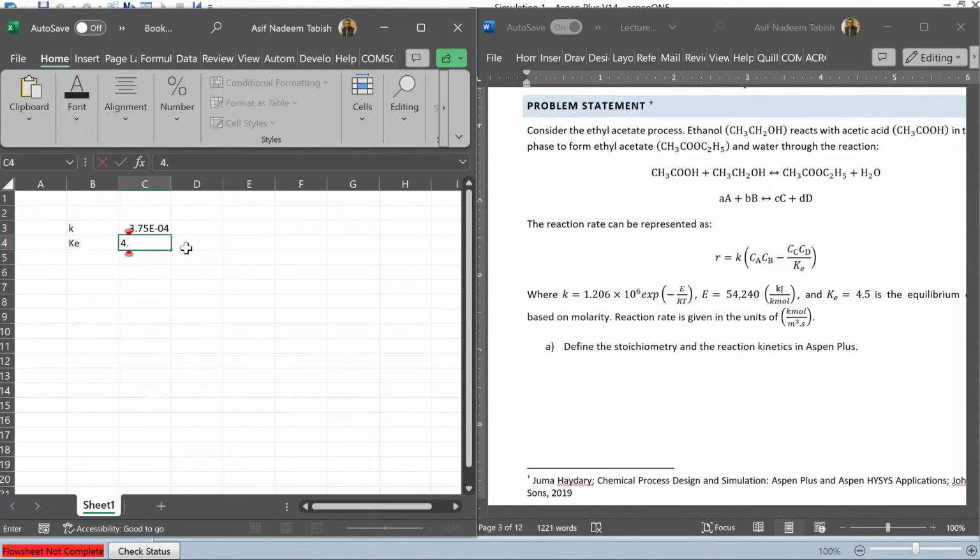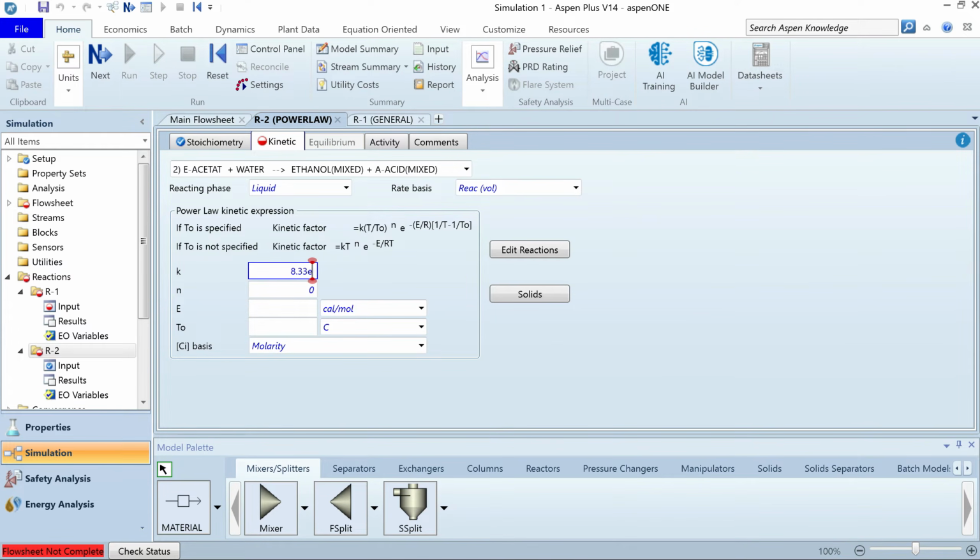The equilibrium constant is 4.5. So the backward rate constant excluding the activation energy should be equal to K divided by the equilibrium constant. So the forward rate constant is defined in terms of the pre-exponent factor and activation energy. The backward rate constant can be defined only in terms of the pre-exponent factor and the activation energy value can be put equal to 0. So let's copy this number 8.33 into 10 to the power minus 5 and use it as the backward rate constant. 8.33 e power minus 5 and the activation energy is equal to 0.